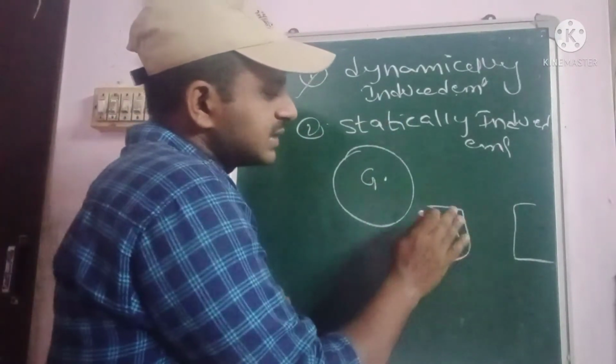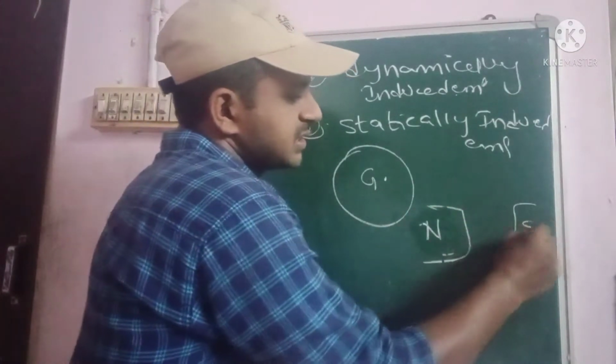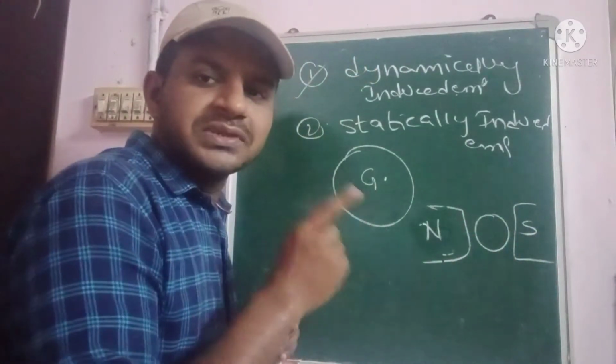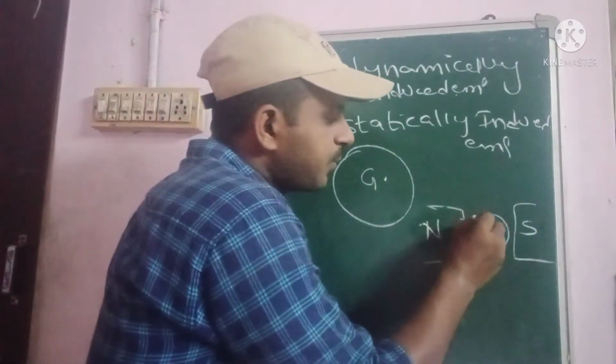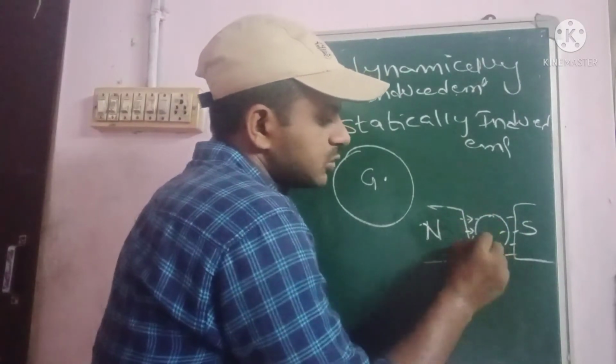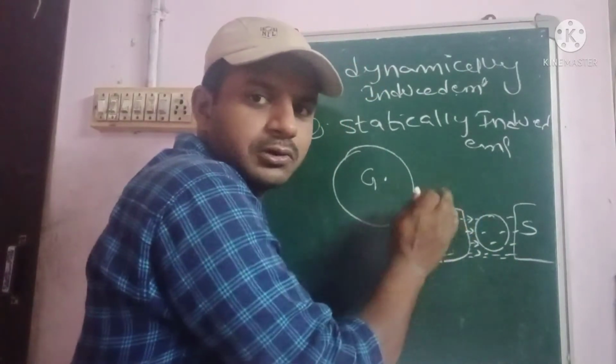Let us consider this is the north pole and this is the south pole. This is the stator, and this is the rotor. The flux always flows from north pole to south pole like this. Here the flux will always flow from north pole to south pole.